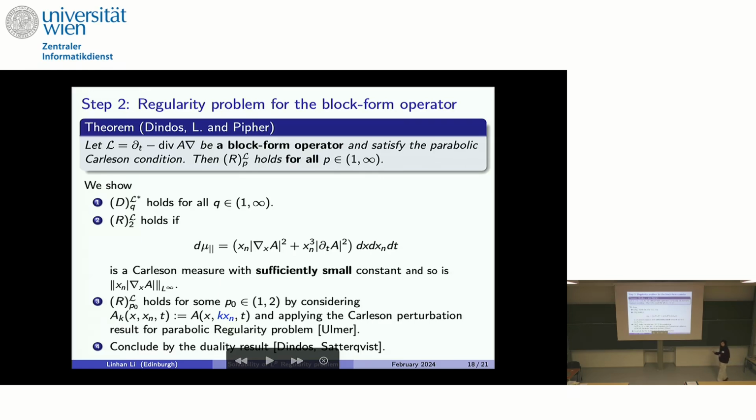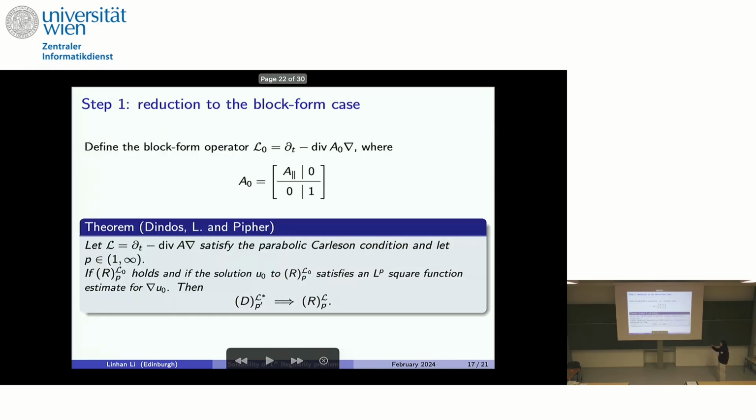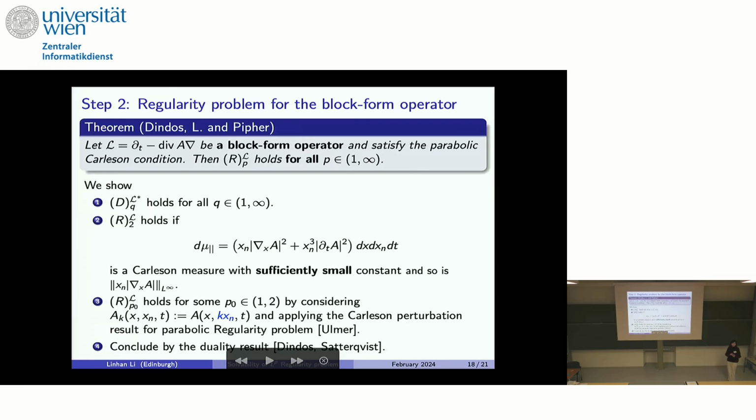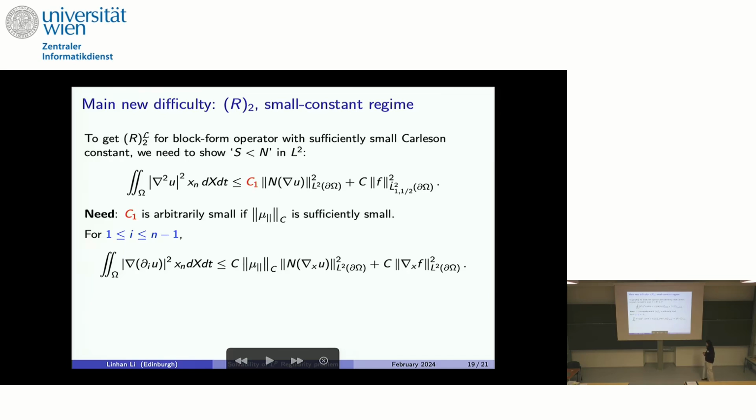Okay, so actually, this framework is the same as the elliptic setting, except that on every step here we have some new terms because of the parabolic equations. However, I want to highlight one major difference from the elliptic case. When we proved the L2 solvability for the regularity problem for the block form in a small constant regime, we want to show S less than N estimates in L2, which essentially means we want to show that the second derivative of u squared xn is bounded by some constant C1 times the L2 norm of the non-tangential maximal function of the gradient plus the boundary data. Now, what we need is to say that this constant C1 is arbitrarily small if the Carleson norm of the mu parallel is sufficiently small.